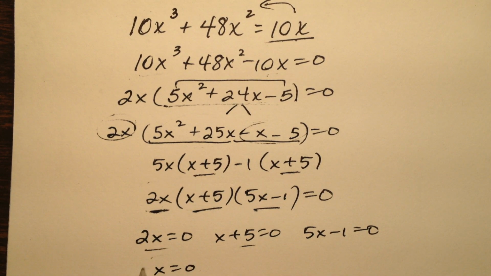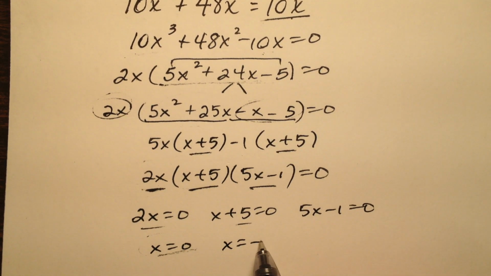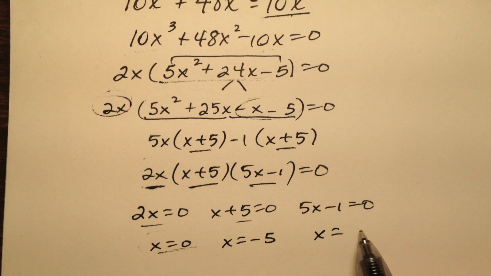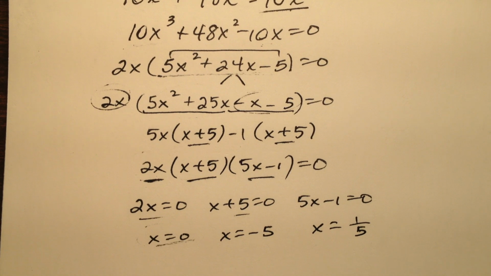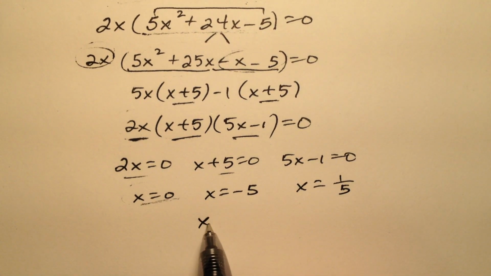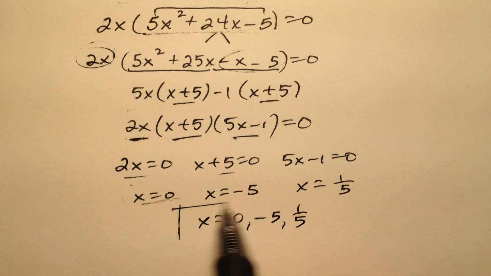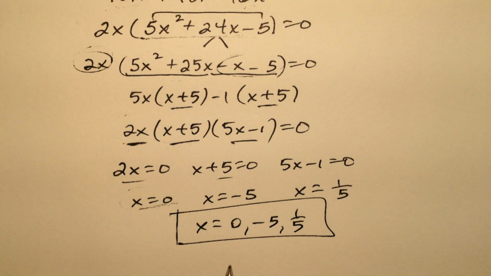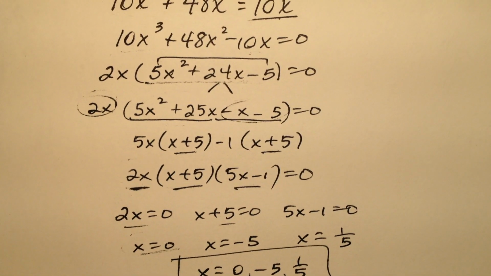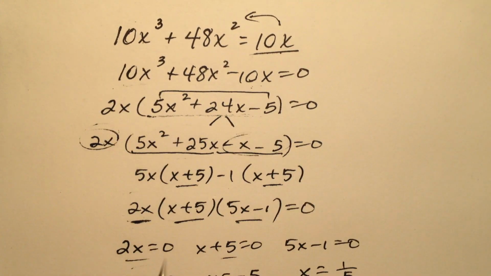So this gives me x equals 0, and remember, when you have a greatest common factor that includes a variable, it will always give me a 0. This will give me x equals negative 5, and this will give me x equals positive 1/5. So I'm going to have 0, negative 5, and 1/5, and these will be the three solutions for this original cubic equation.